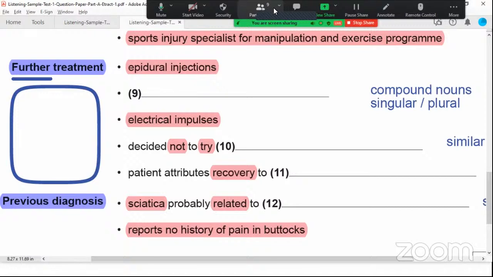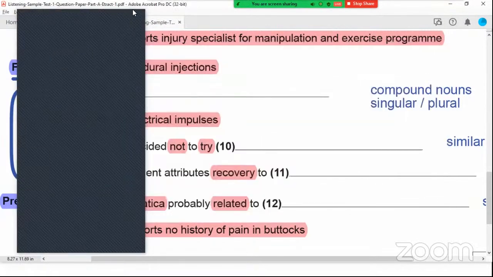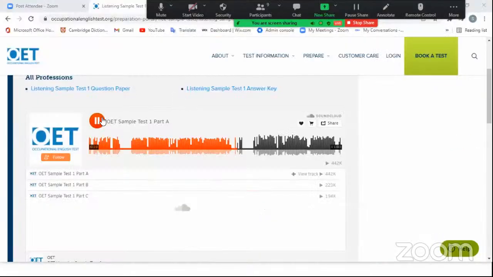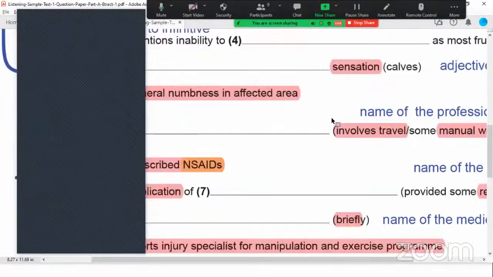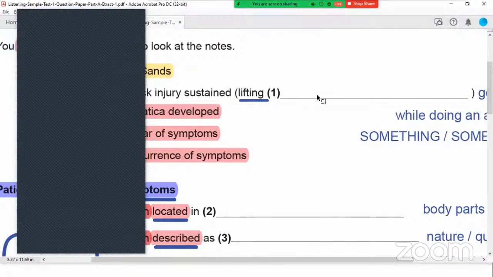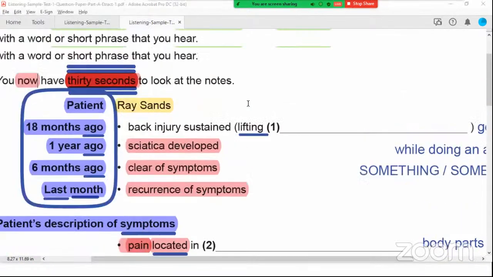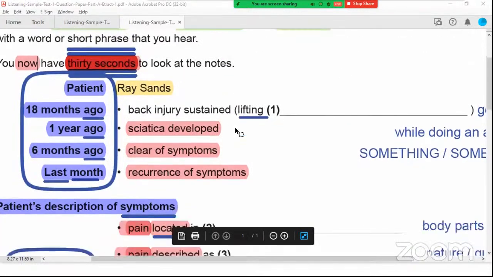Yes, be ready. Okay. Extract 2, questions 13 to 24. You hear a consultant dermatologist talking to a patient called Jake Venn. Okay. Now we come to the questions. Okay. We come to the questions now. Right. So now let us check the audio.